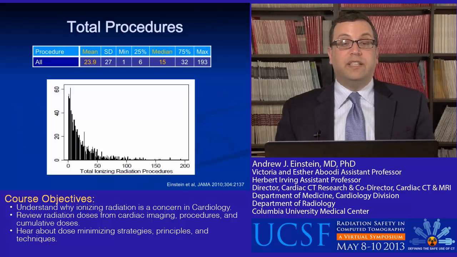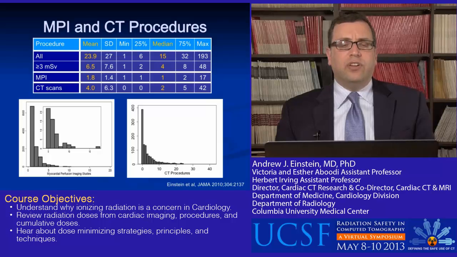In terms of the total number of procedures, the typical patient undergoing a single nuclear stress test received 24 procedures involving ionizing radiation. Now, many of these were just low-dose chest x-rays. However, if we just looked at procedures involving at least 3 millisieverts of radiation, that still constituted a mean of 6.5 and a median of 4 procedures per patient. Mostly, these were from other myocardial perfusion imaging studies, but also from CT scans. And in fact, the typical patient undergoing a nuclear stress test underwent 4 CT scans at our institution alone.